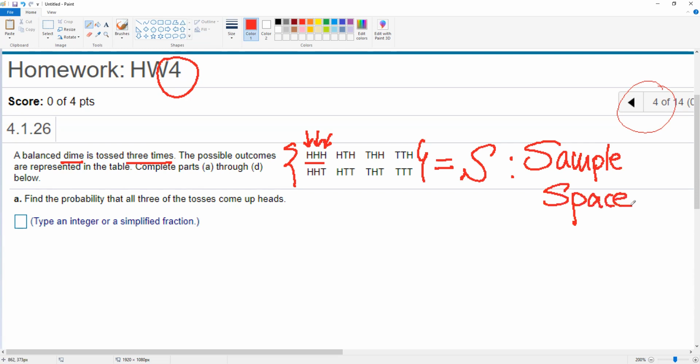So now, based on the sample space, we can take some probabilities. So in part A, take the probability that all 3 are heads. We have only one outcome, head, head, and head. They are all 3 heads. So we have only 1 out of 8. So we have to put the fraction. It's 1 out of 8. Let me check. So 1 out of 8. Yeah, it's good.